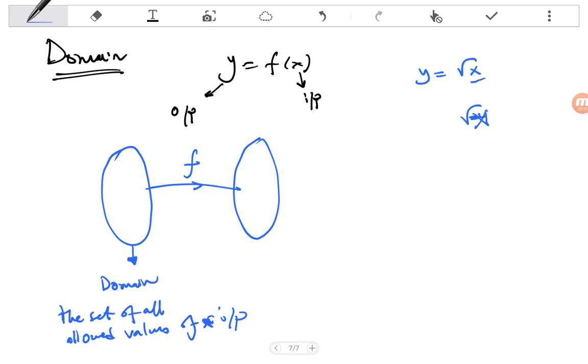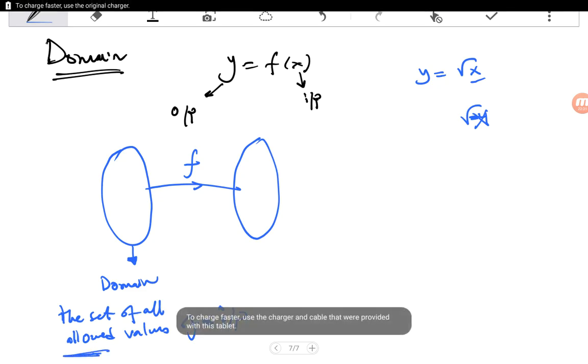The input is not obligatory to be x. It could be some other name. It is just a variable. So it is not just x. The domain is the set of all allowed values of the input.